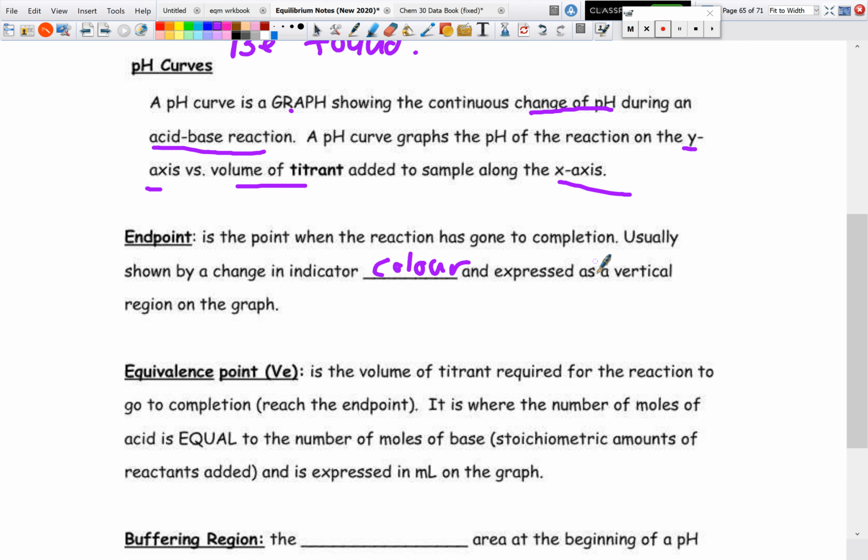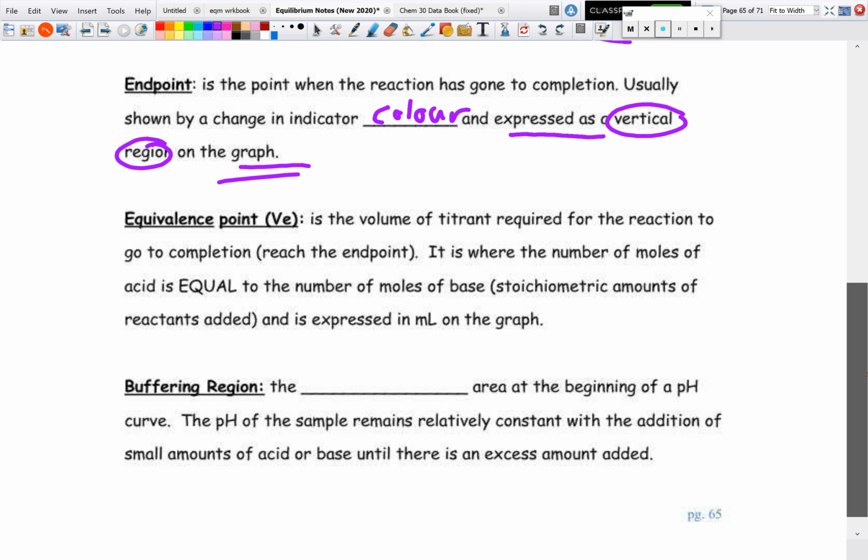And another thing for our graph is going to be expressed as the vertical region on the graph. So that's how we know our endpoint is going to be reached. And of course, equivalence point is just when our stoichiometric amounts of reactants added are equal. So the number of moles of our given is equal to the number of moles of our wanted.